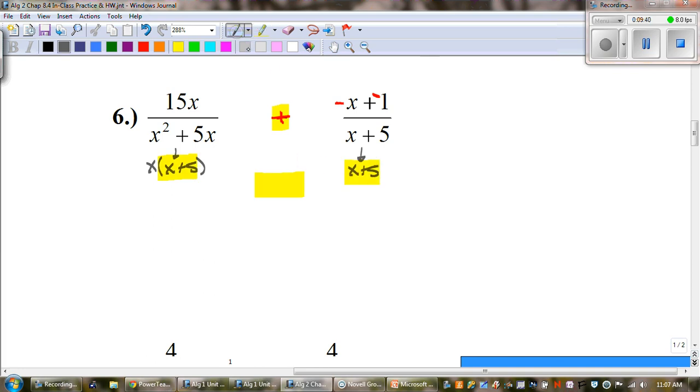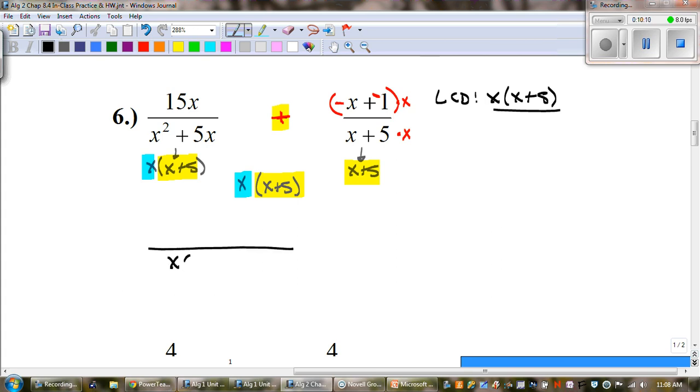Well, they both have an x plus 5. But we need to add that other x. So our LCD is going to be x comma x plus 5. Which is nice because I don't have to do anything to the first fraction. But the second fraction we need to multiply by x. Okay? So as we write this down, x over x plus 5, the 15x stays the same.